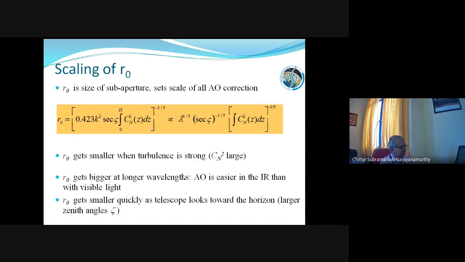R0 gets smaller quickly as the telescope looks toward the horizon. So for horizontal paths it will not be very successful, because the zenith angles are very low. So it is not possible. I think it's better to use adaptive optics with infrared as light passes through atmospheric turbulence, and when you use this telescopic system, it is possible to measure this.